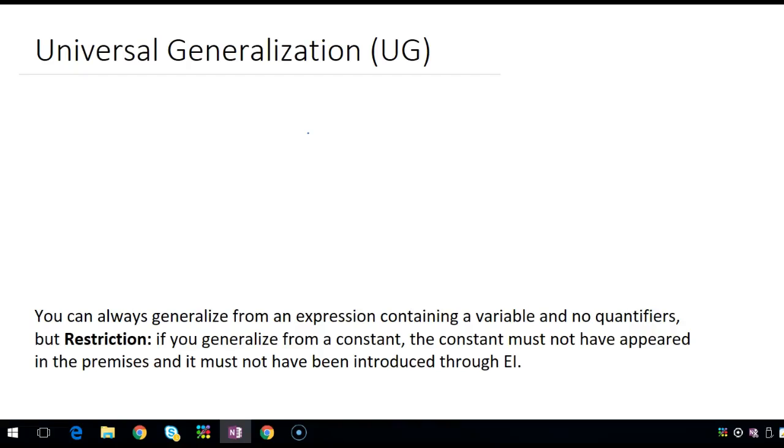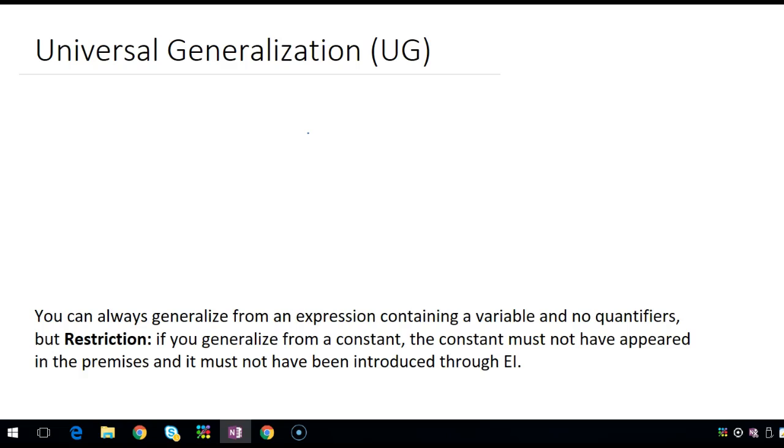Hi, this is the second video on the new rules introduced in Chapter 7. In the previous video, we looked at the two instantiations, universal instantiation and existential instantiation. Those are rules that are intended to remove a quantifier. Now let's look at the two generalizations. There's universal generalization and there is existential generalization, and these are rules that introduce quantifiers.